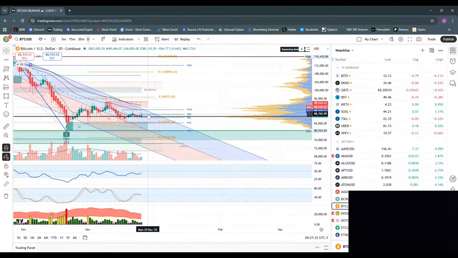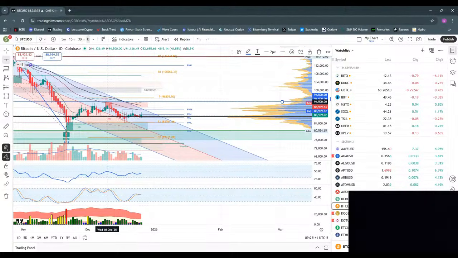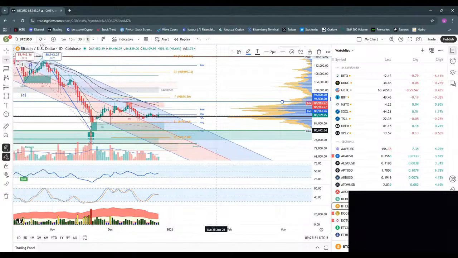Okay, the market is struggling here. Unless we break this area, which is 94,500, Bitcoin is not going anywhere. Bitcoin will have multiple rejections. There is a possibility we go to 94,000, then again sell off a little bit.